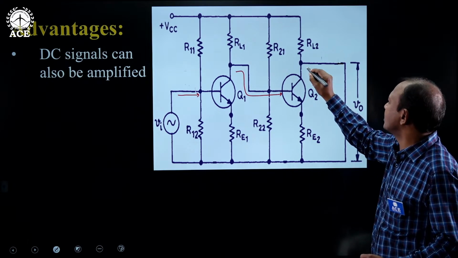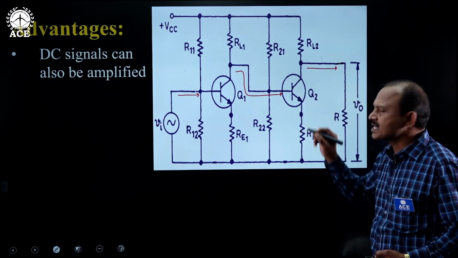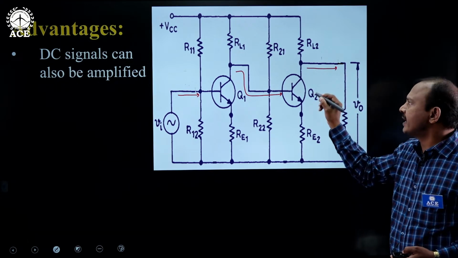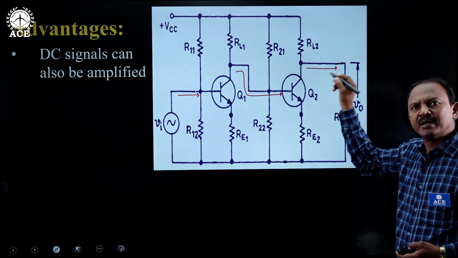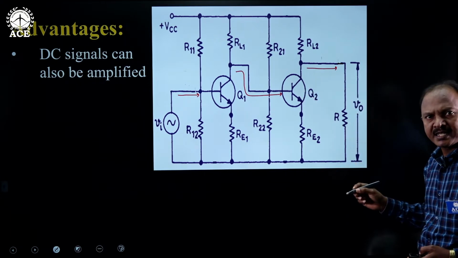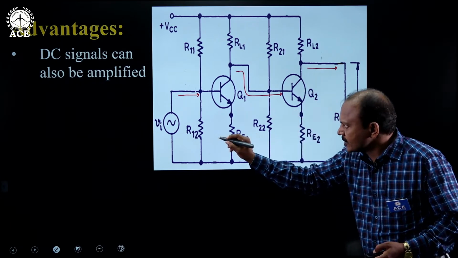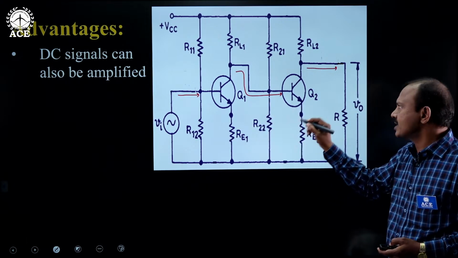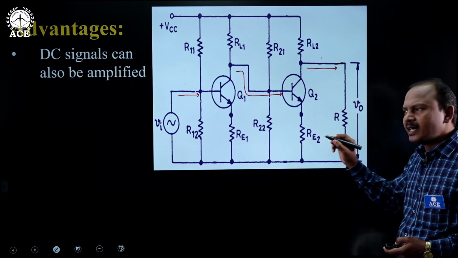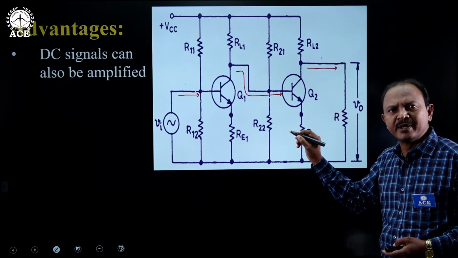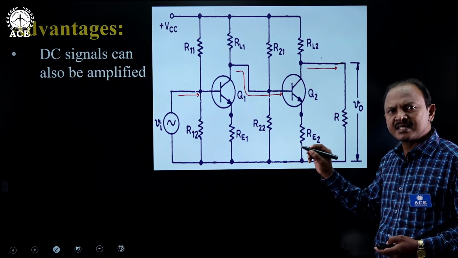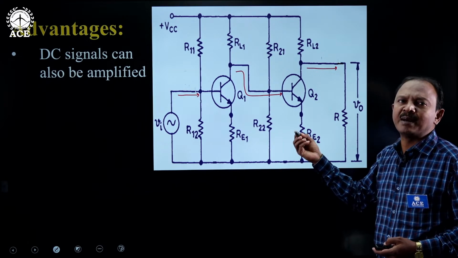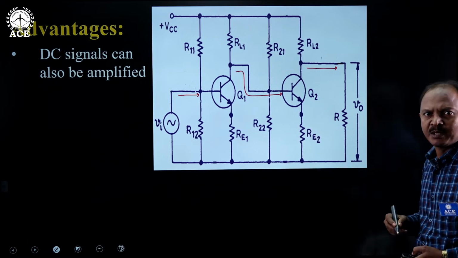And if you finally observe, the output of the second stage is directly connected to the load. That means the amplified DC current of the second stage can be directly fed into the load. As a result, from source to first stage, from first stage to second stage, from second stage to load, direct coupling is implemented continuously. Whenever it is required to amplify DC signals, they can be comfortably amplified in these direct coupled amplifiers.